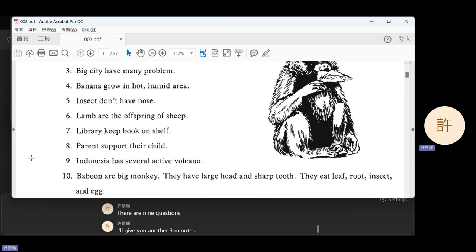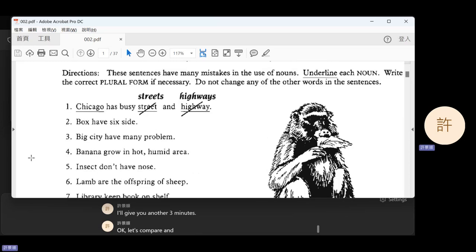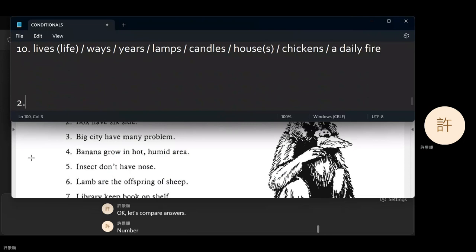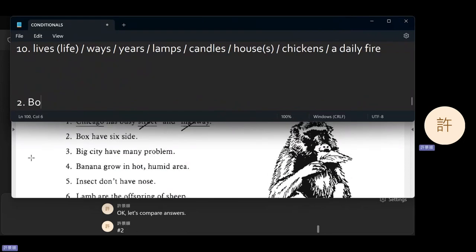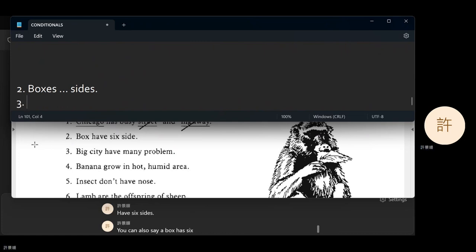Okay, let's compare answers. Number 2. Boxes have 6 sides. You can also say a box has 6 sides. Number 3. Big cities have many problems. You can also say a big city or the big city.